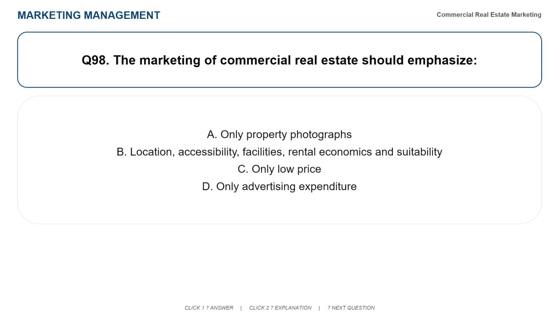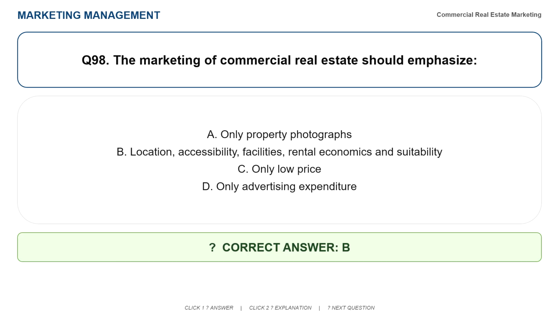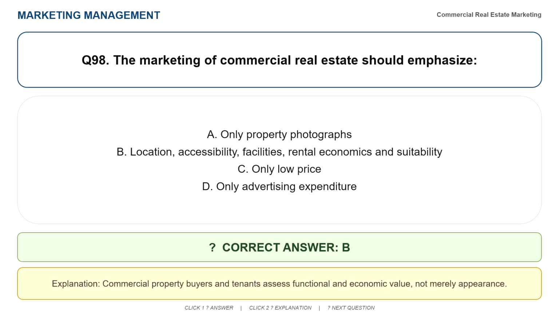Question 98. The marketing of commercial real estate should emphasize: Option A, only property photographs. Option B, location, accessibility, facilities, rental economics, and suitability. Option C, only low price. Option D, only advertising expenditure. The correct answer is B. Explanation. Commercial property buyers and tenants assess functional and economic value, not merely appearance.